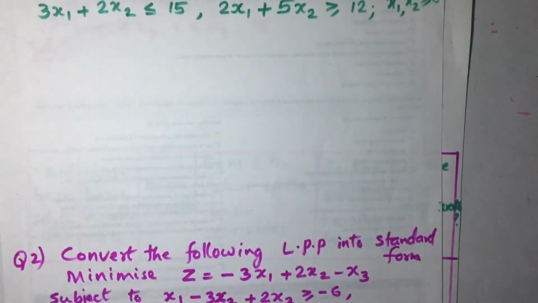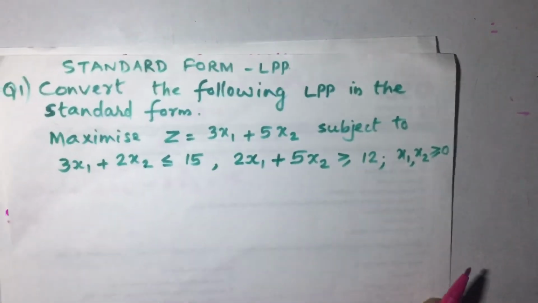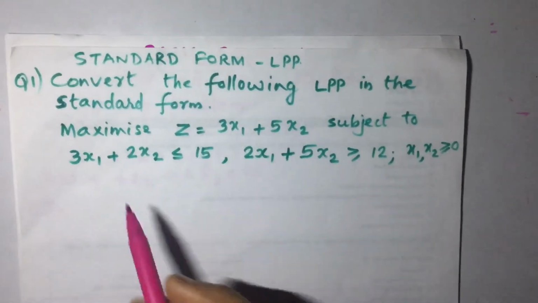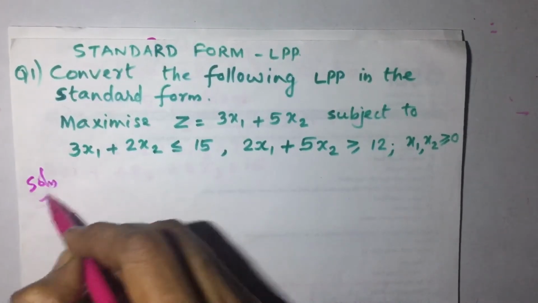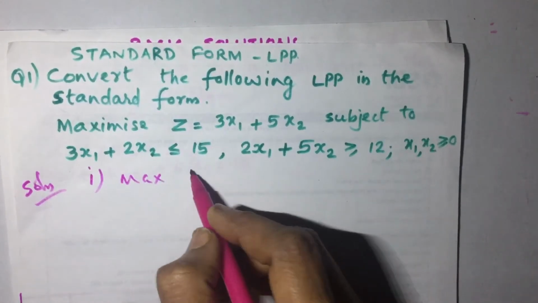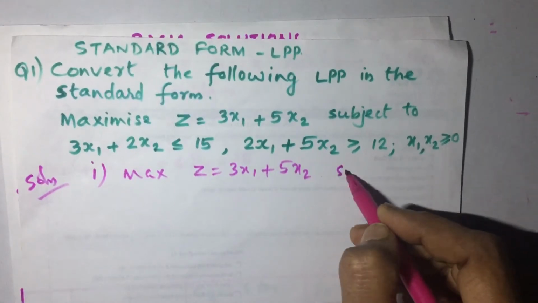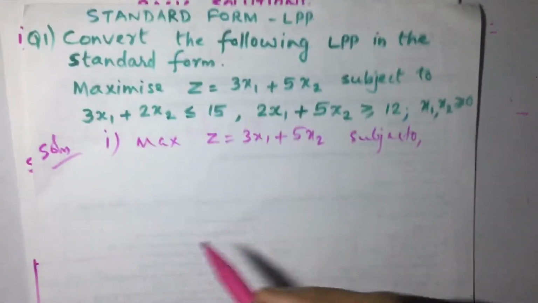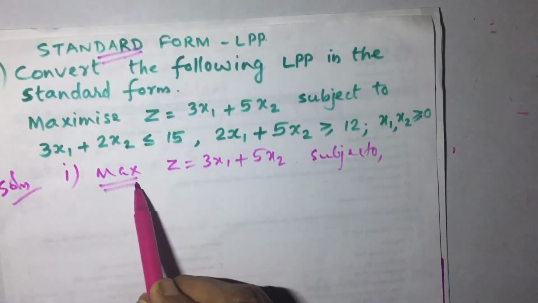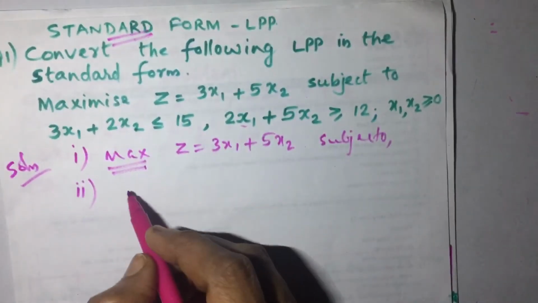So that is the basic concept of LPP and the various types of solution. Now I am going to convert this LPP into standard form. Convert the following LPP into the standard form. Here maximize is given, so the first condition is already satisfied. Z is 3x1 plus 5x2 subject to the conditions. For standard form, the first thing is the problem should be of maximization type, that is done. Second is the constraints should be of equality type.